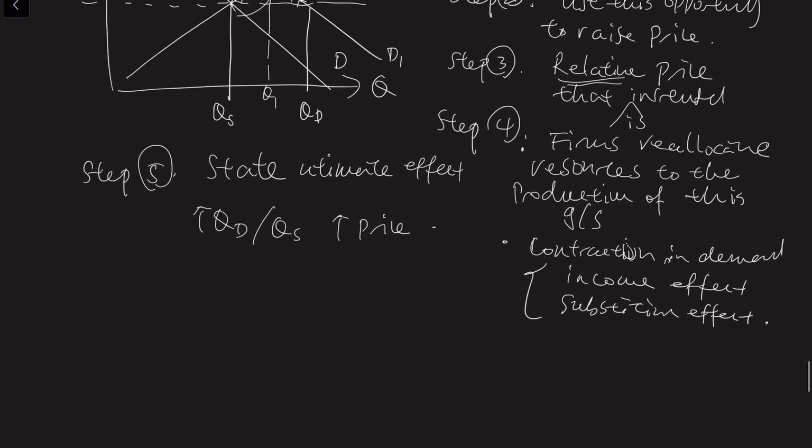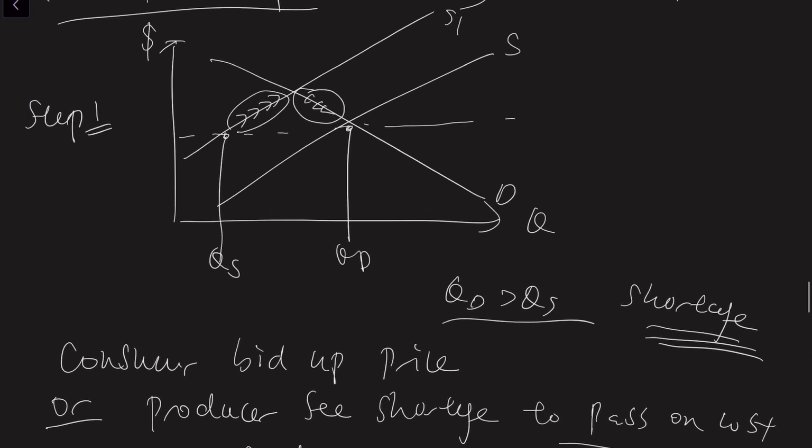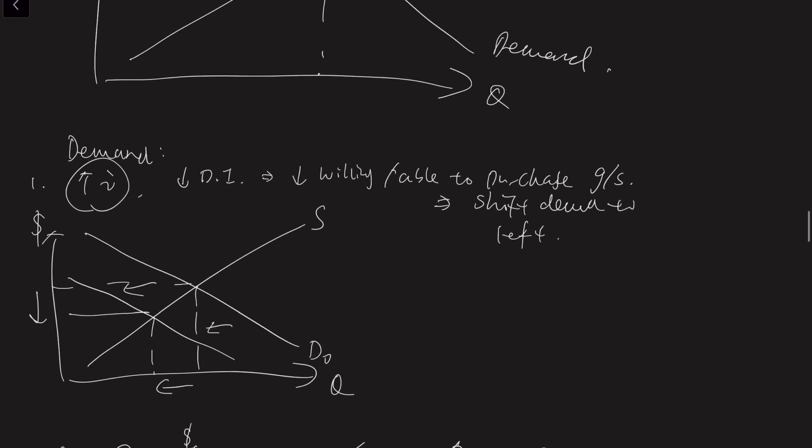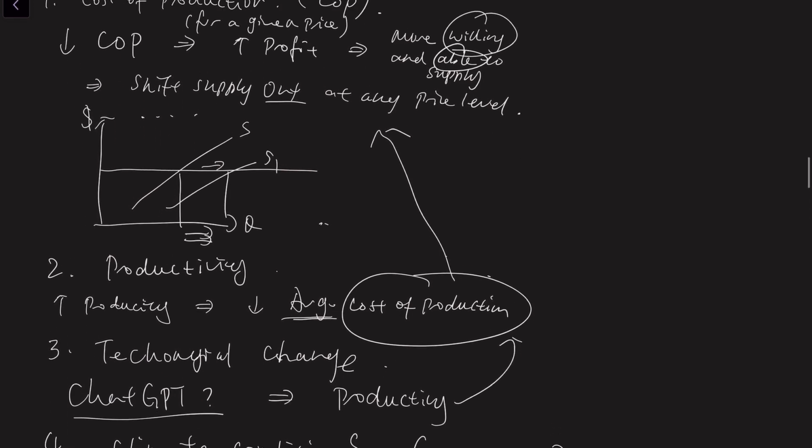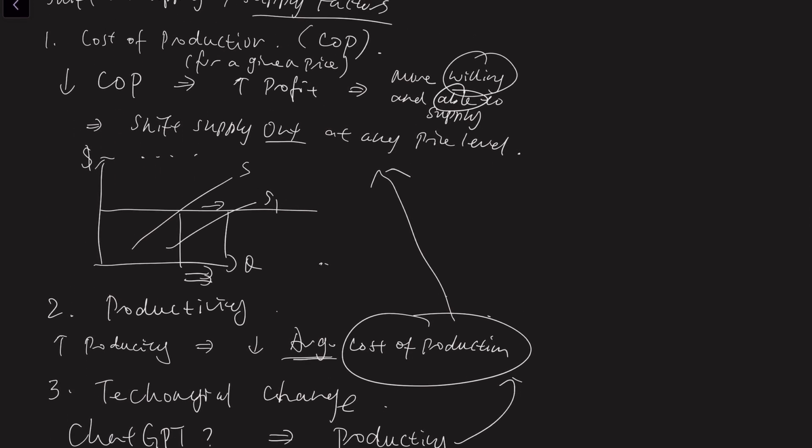Okay, let's look at the final example of a shift in supply to the right. So let's go back to our supply factors. Remember that the supply factors are actually really easy to remember. As long as you can link it to the cost of production, everything should be fine. So maybe we can say technological progress. Maybe an invention of ChatGPT.